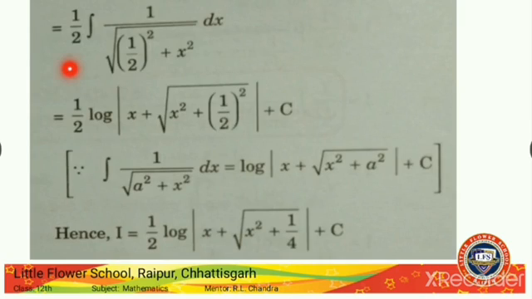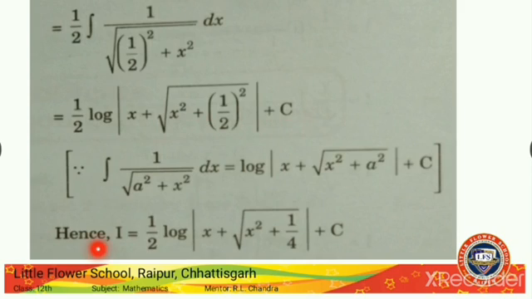Now I is equal to integration of 1 upon root of (1 upon 2) whole square plus x square. This format is written like this formula: integration 1 upon root a square plus x square. Substituting in this formula, this is 1 upon 2 log absolute value of x plus root x square plus (1 upon 2) whole square plus c.